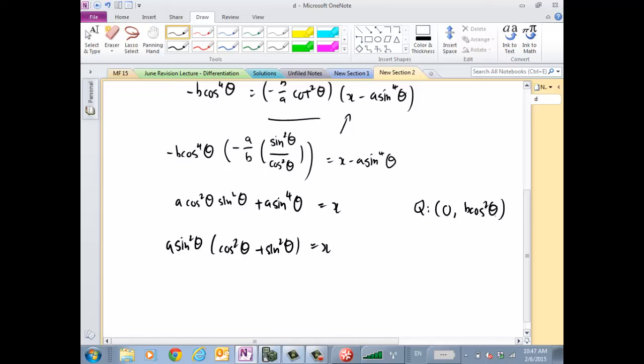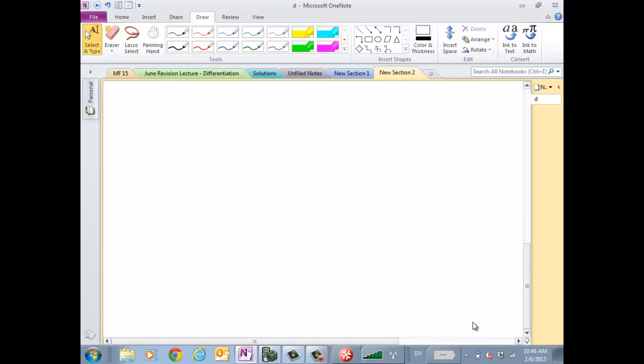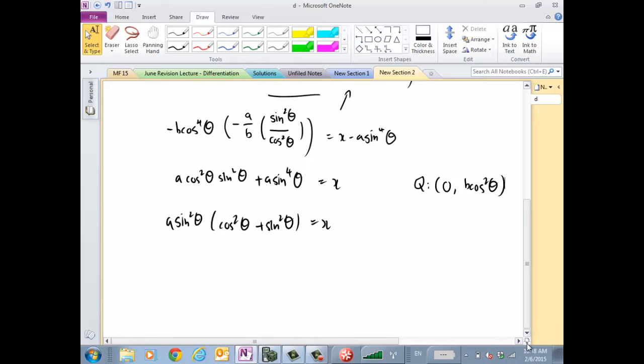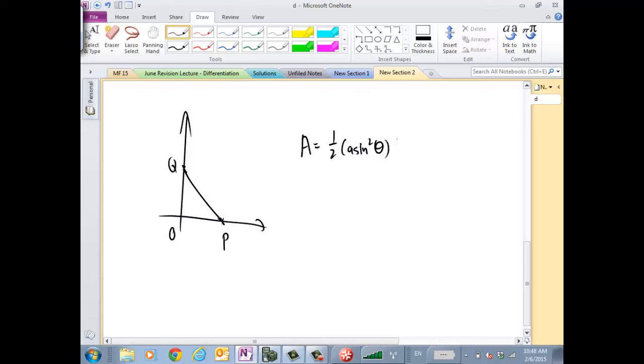Is this fine? Okay. So if you are okay with this, the question says I will need the area of OPQ. So picture it looks something like this. This is P, this is Q, this is O, a triangle, correct? So I think you all should know that my area should be equal to half a sine square theta b cosine square theta. Agree? That's simple, right?